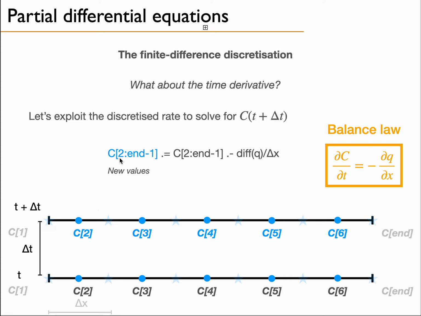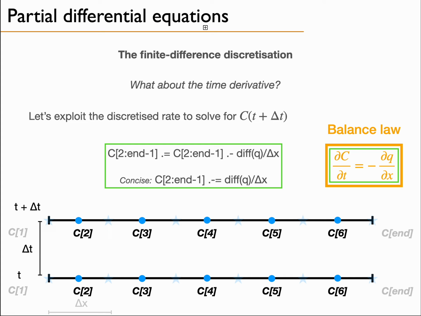So the new values will be on the left-hand side of this equality. Basically, what we're doing now, we will always overwrite the old value of c by new values. So let's summarize. We have this expression. The new value will be equal to the old minus d of q dx. This is basically the way to use the balance equation and solve for the new value of c.